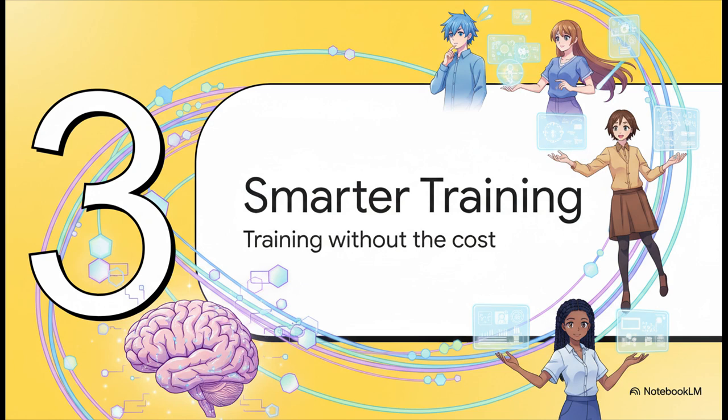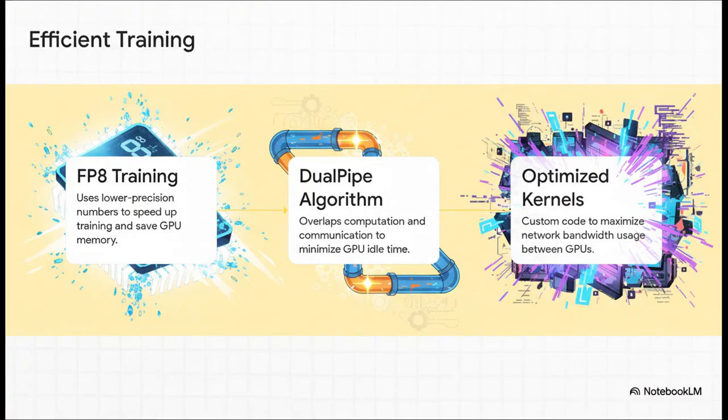That brings us to Section 3, Smarter Training Techniques. The team literally optimized every single step of the way. They use something called FP8 training, which uses good enough numbers instead of perfectly precise ones to massively speed up calculations. They developed a dual pipe algorithm that acts like a perfectly coordinated factory assembly line, making sure the GPUs are always working, never just sitting around waiting. And finally, they wrote custom code to squeeze every last drop of performance out of their hardware. They left nothing on the table.